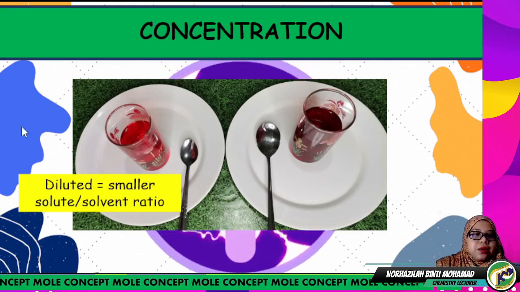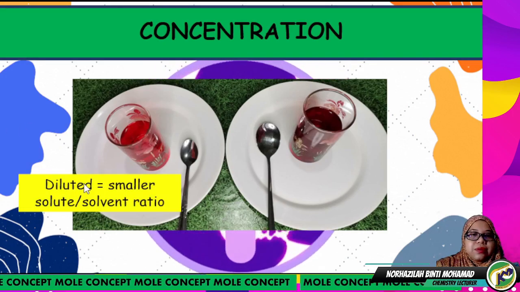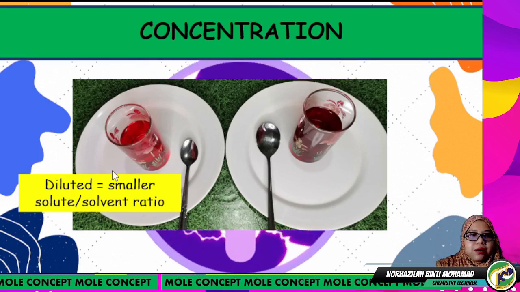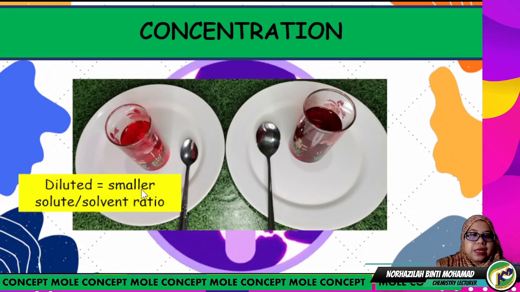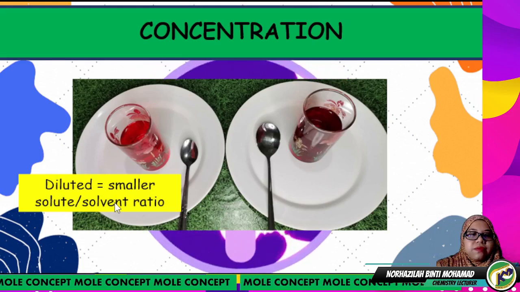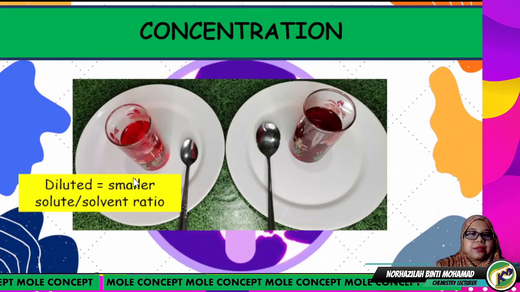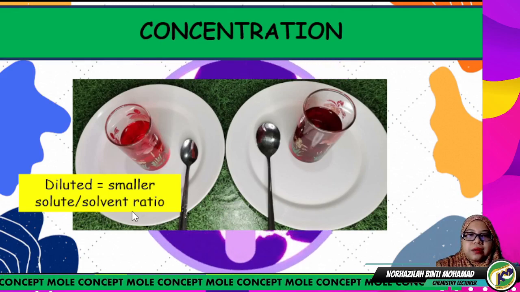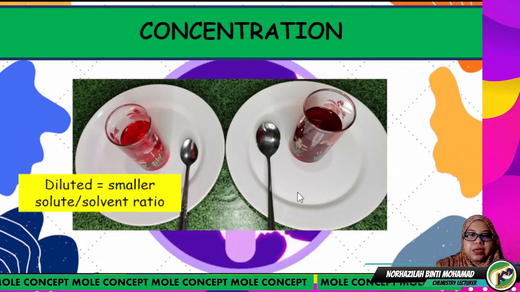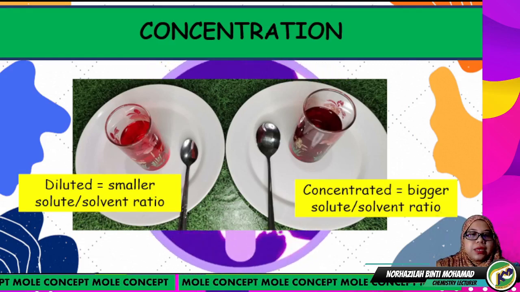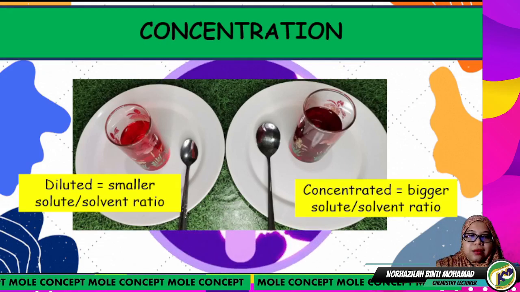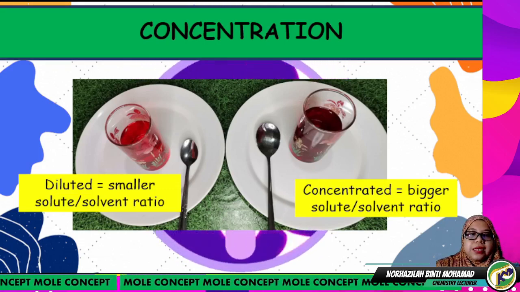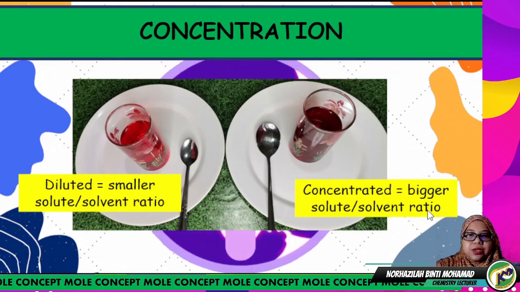So why? This is what we call a diluted solution. Diluted in Malay we call it cair. Okay, solution ni cair. Okay, because it has a smaller solute over solvent ratio. Okay, it has a smaller solute over solvent ratio. How about the solution on the right? So the solution on the right, we call it concentrated. Okay, ataupun dalam bahasa Melayu kita panggil pekat. Okay, why? Because it has a bigger solute over solvent ratio.